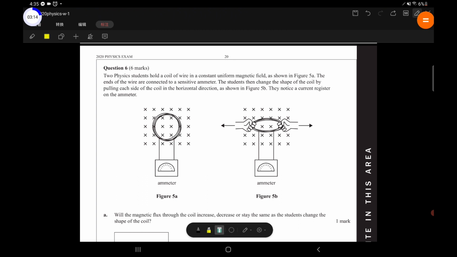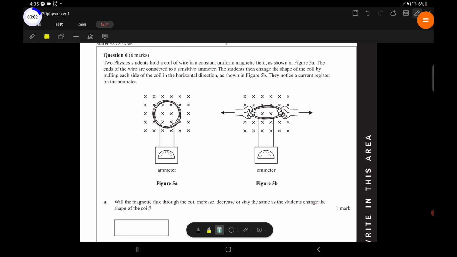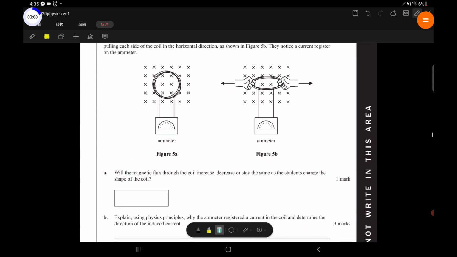Okay, so we have 2 physics students holding a coil in a uniform magnetic field, and they are essentially stretching this coil outward. And this is going to be a change in magnetic flux, right? So this is that type of question.